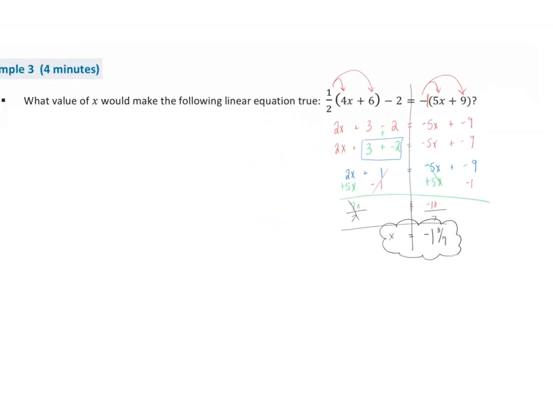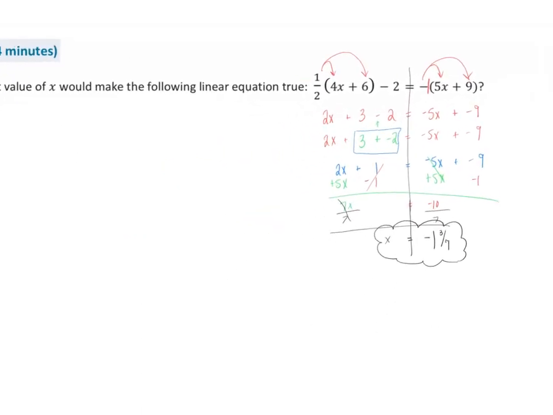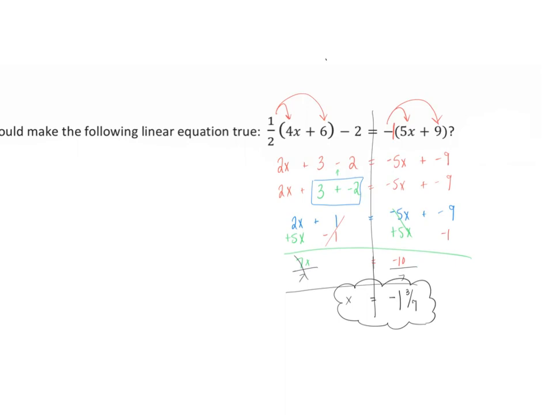Okay, we can always check our answer by plugging it back in. And the first thing I did here, first step, was distribute.